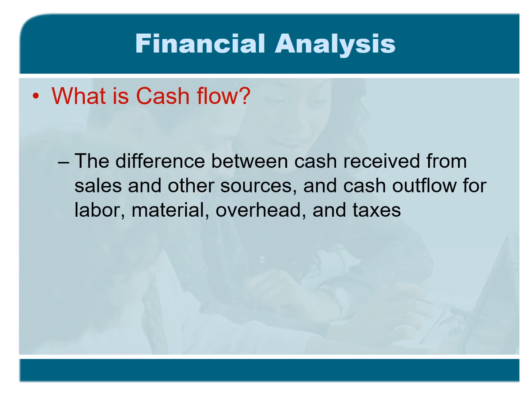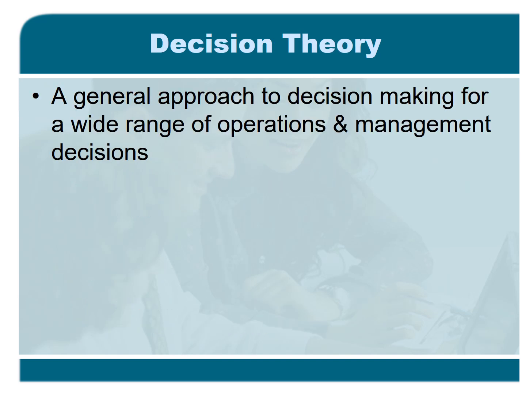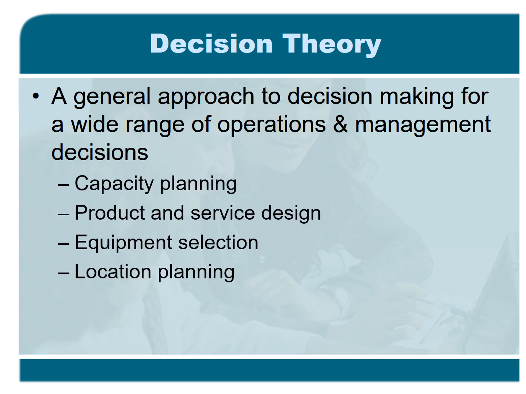Cash flow is the difference between cash received from sales or other sources and cash outflow that is paid out for labor, material, overhead, and taxes. The present value is the sum, in current value, of all future cash flow of an investment proposal. A general approach to decision making for a wide range of operations and management decisions is decision theory. It works for capacity planning, product and service design, equipment selection, and even location planning.